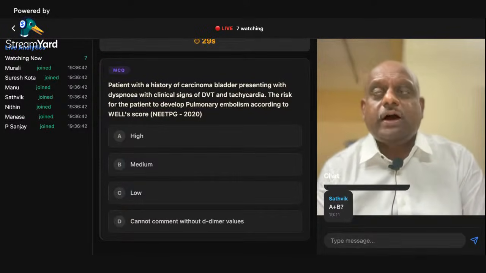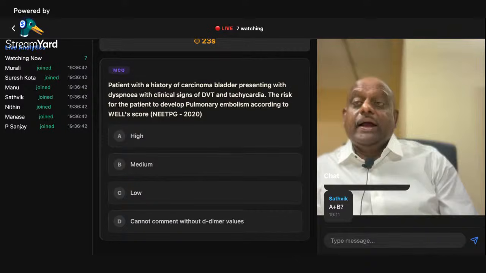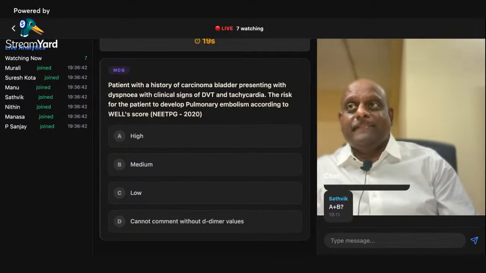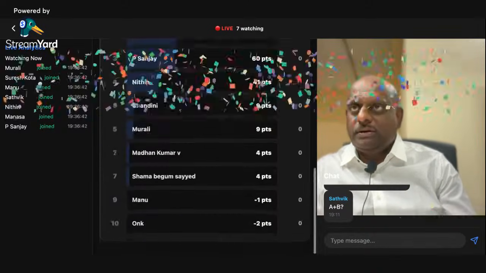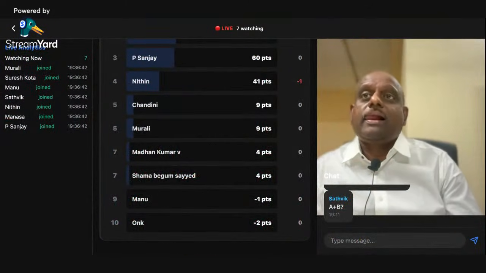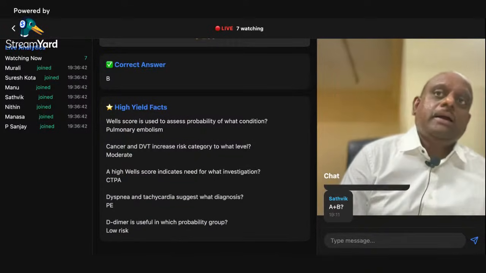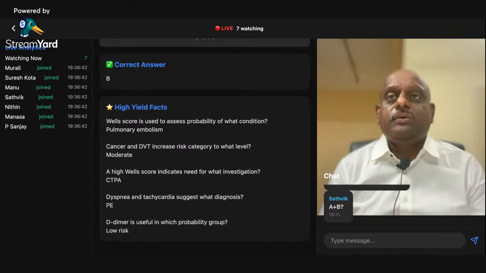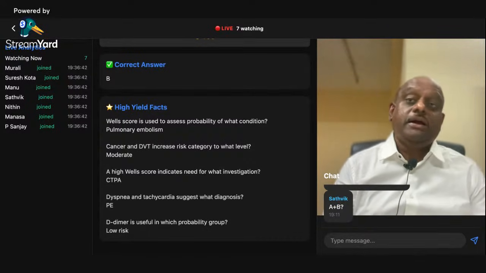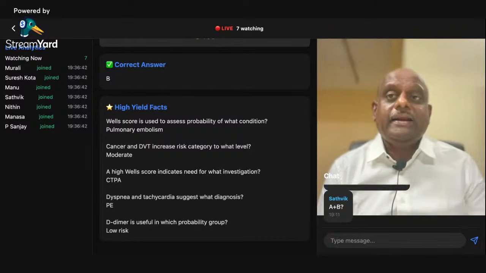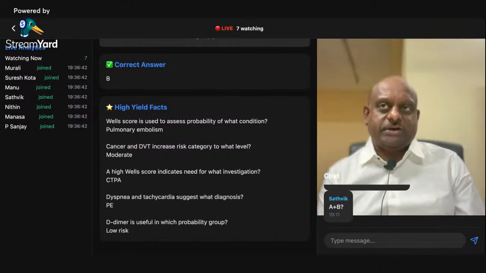Now, history of carcinoma, gallbladder, dyspnea, clinical signs of DVT and tachycardia. According to the Wells score, what is the chance of pulmonary embolism in this given case? Wells score, you need to be doubly sure. Yes. So, according to that, it is medium in this given case, right? So, cancer and DVT increase risk category to moderate. And whenever there is a high Wells score, it's an indication for CT pulmonary angiography. And D dimer is the one which is used to screen if it is a Wells score low risk operation, is what we need to remember.